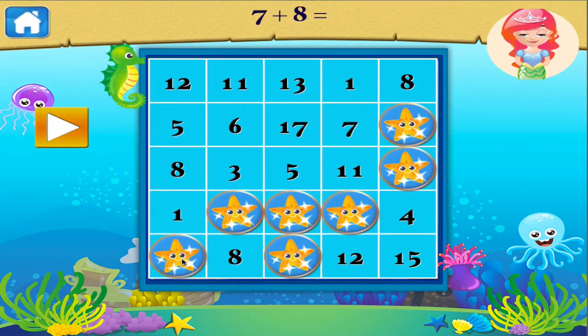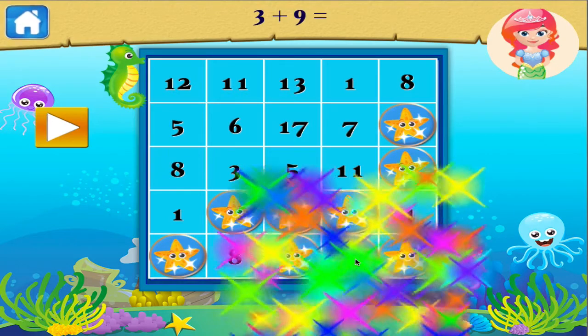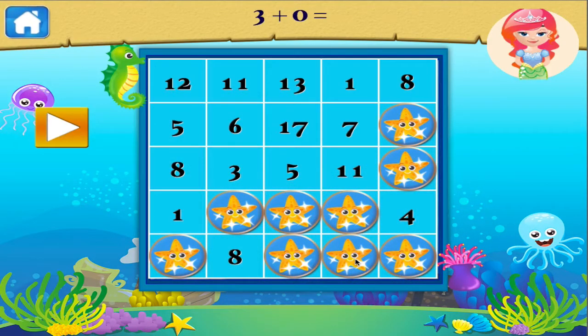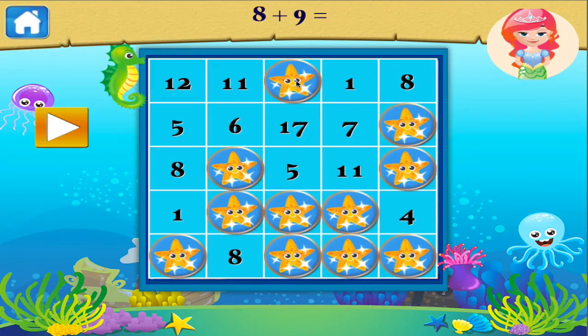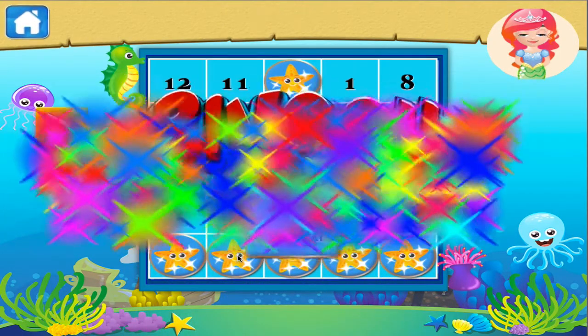7 plus 8 equals. 3 plus 9 equals. 3 plus 0 equals. 7 plus 6 equals. 8 plus 9 equals. 3 plus 5 equals. Bingo!